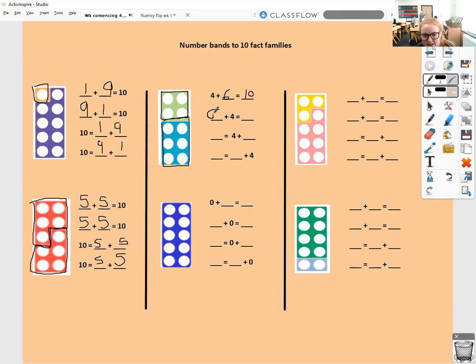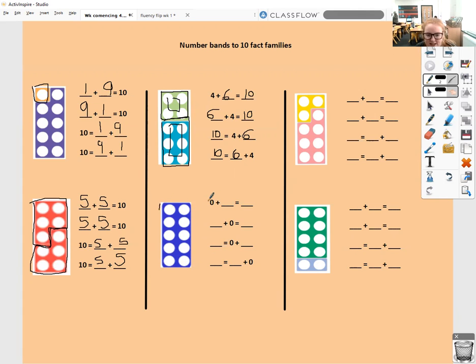Well, I know that 6 plus 4 more equals my whole, which is 10. This time it's asking for my whole first. I know that my whole is 10 because we are doing number bonds to 10. 10 equals 4 plus 6 more because we've got a piece of 4 Numicon here and a piece of 6 Numicon here. Finally, my whole is 10. 10 equals something plus 4 more. Well, I know that 4 and 6 are a number bond, so 10 equals 6 plus 4 more.